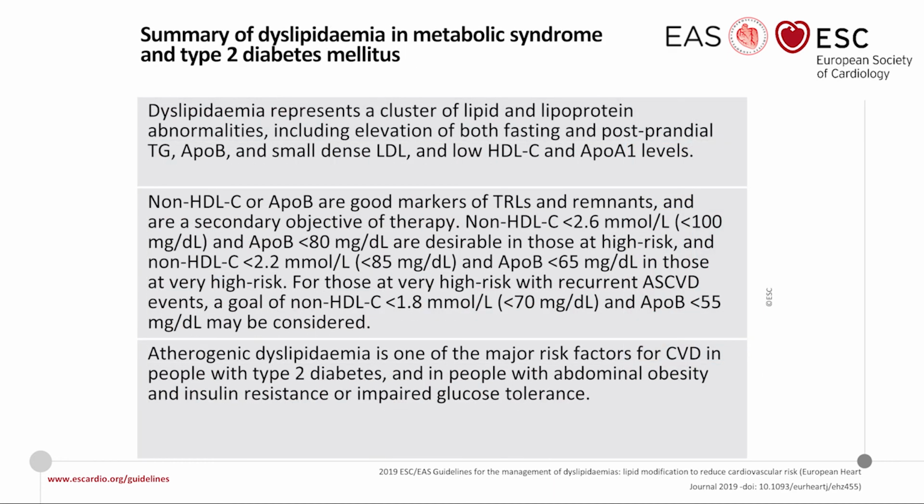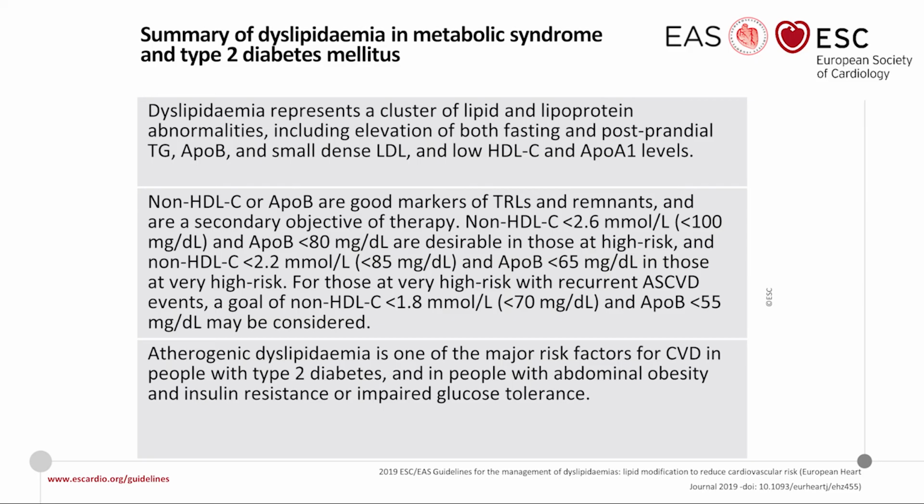The dyslipidemia in metabolic syndrome and in diabetes represent a cluster of lipid and lipoprotein abnormalities, including elevation of both fasting and postprandial triglycerides, ApoB, and small dense LDL, and low HDL. In the current guidelines, the triglyceride-rich lipoproteins and their remnants are focused on more than in earlier guidelines, and non-HDL as a target and a risk indicator is emphasized.